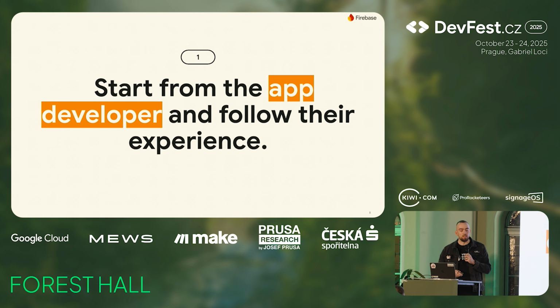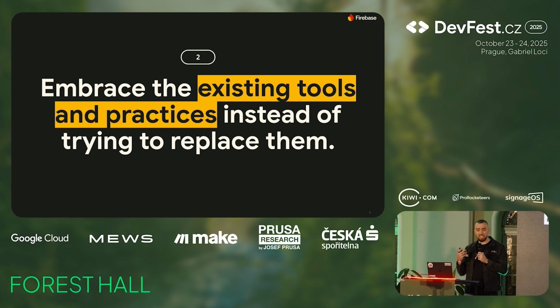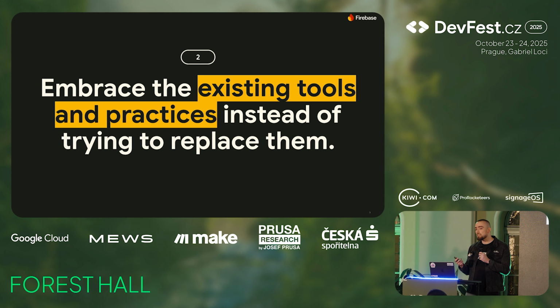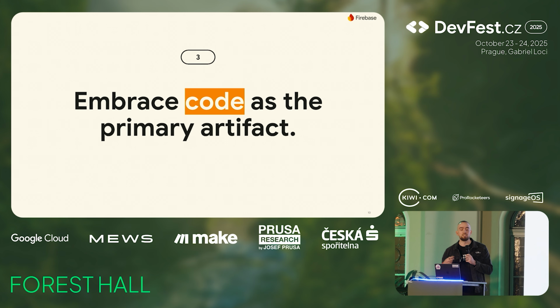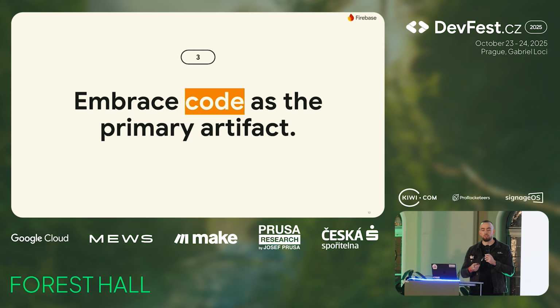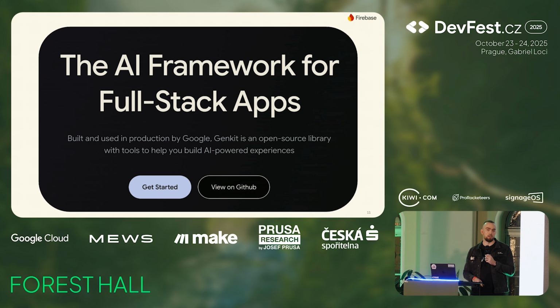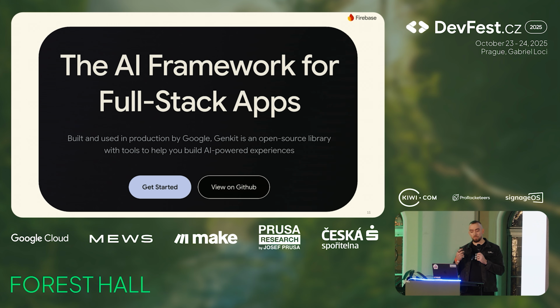So they looked at the average developer and followed their experience. They also looked at their existing tools and practices, and instead of replacing those, they pretty much followed them again. And then they embraced the idea that code should be the primary artifact of your app. And that's where Genkit was born.